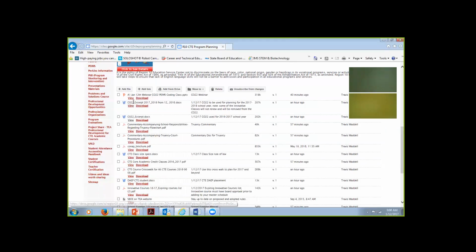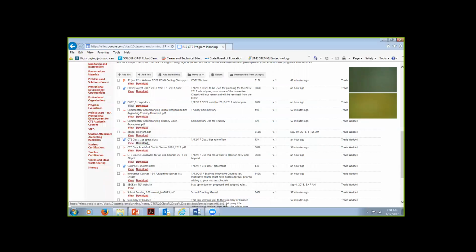You click on that, and if you scan down this page, you'll find a lot of information. You'll find the CO22 excerpt that we're going to be talking about today, for planning for the 2017-2018 school year. You'll find the CO22 that is currently being used, for 2016-2017. We'll reference it today as well.